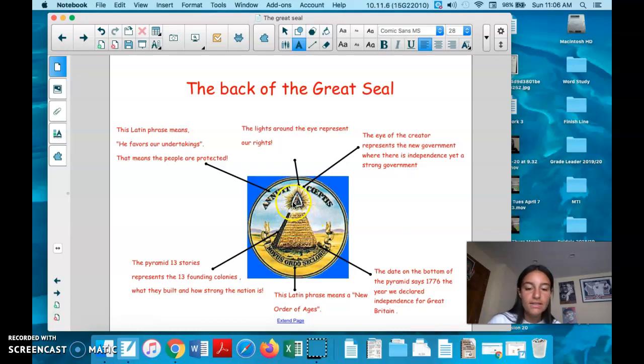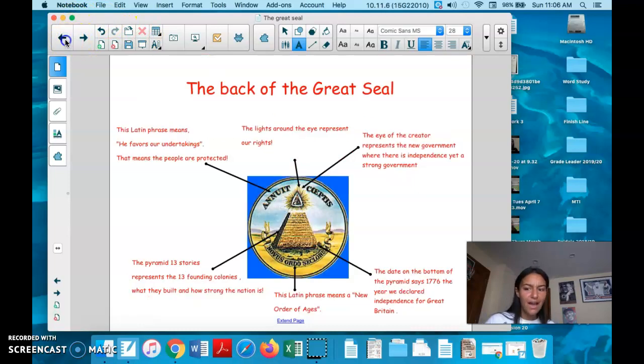Then up here on top, we see an eye. The eye of the Creator represents the new government, where there is independence in each state, yet we have a very strong government. The lights around the eye represent our rights. So no matter what, we always have a strong government, but we have our rights, like freedom of speech, freedom of press. And then there's a Latin phrase on the top, which means he favors our undertakings. That means the people of the United States are always going to be protected.